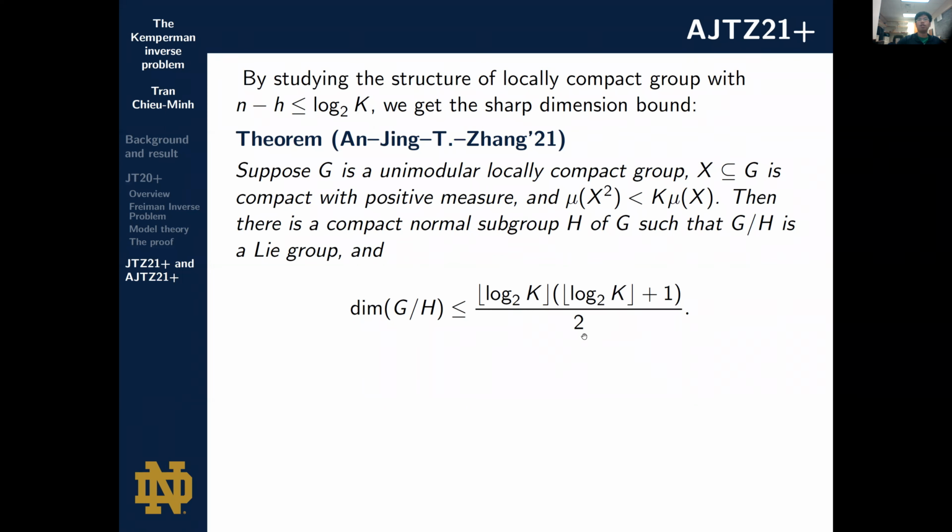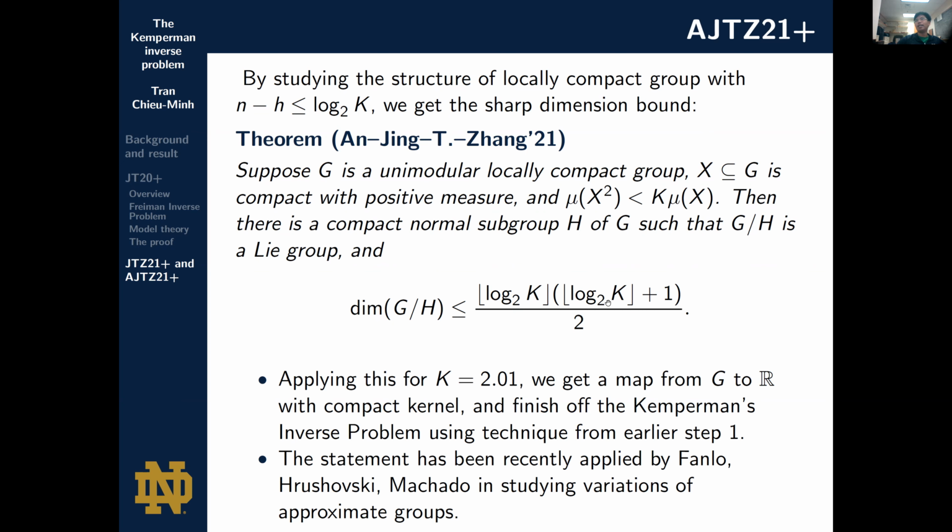Then we can apply this to the case that k equals 2.01. If you look at 2.01 over here, log 2 of k, you get 1, and over here you get 2. So 1 multiplied by 2 divided by 2, you get 1. And the only group with dimension 1 is R, if it's non-compact. If you have a map down, then the group that you get needs to be non-compact because you're assuming that you have a compact kernel. So the only one is R. So you get a map from G to R, and then you can finish off using the technique from the earlier step. Okay, so recently, maybe two comments.